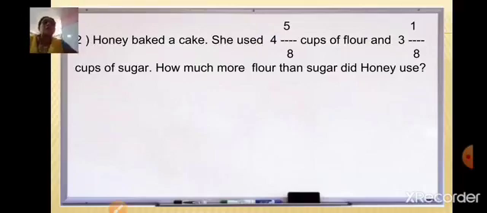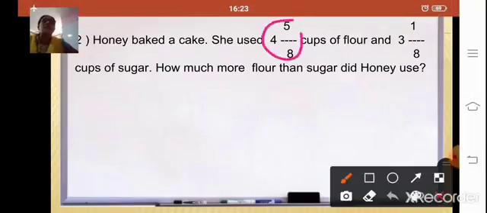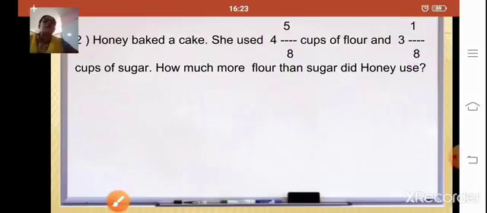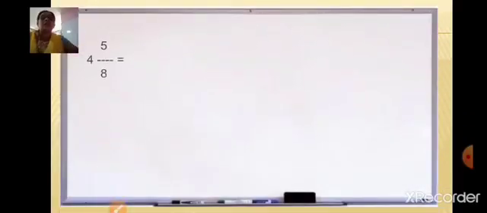Now here we have to find how much more flour was used than sugar. So we have to subtract. Now to subtract, both the fractions are mixed numbers. So to subtract, first we will change them into improper fractions. So let us take the first mixed fraction, 4 whole 5/8.